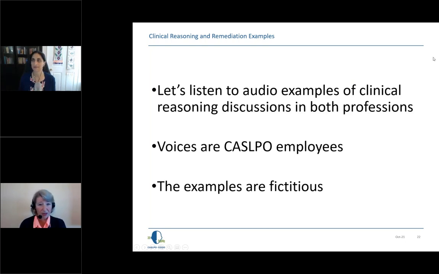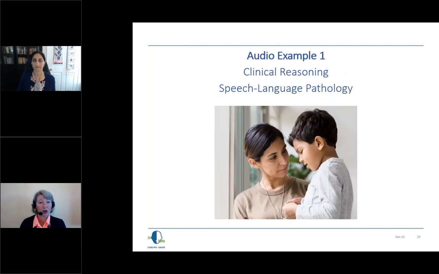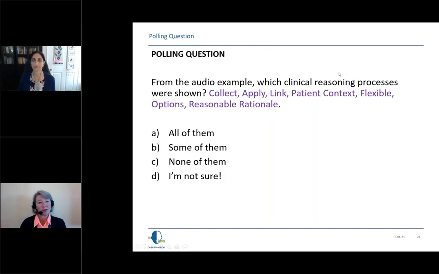These examples are fictitious, and the first one is going to be an SLP example. And we're going to be polling a question after this, and it's going to be asking you from the audio example, which clinical reasoning processes were shown? Collect, apply, link, patient context, flexible, options, reasonable rationale. So Samita, I think we're ready for the first audio example. Perfect. Just take a moment to get it started. Lovely.